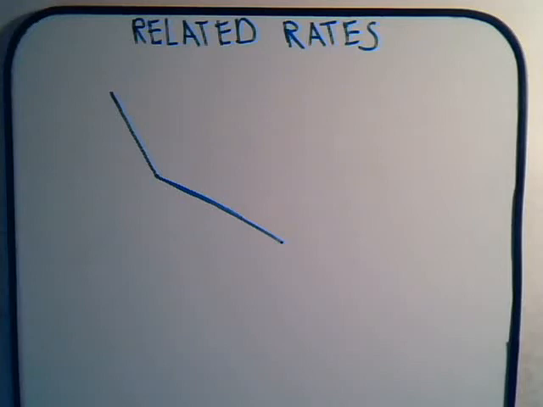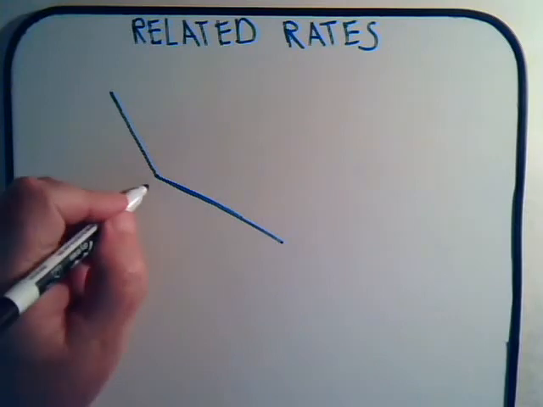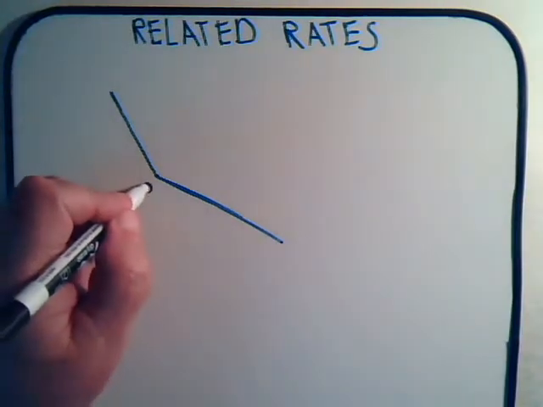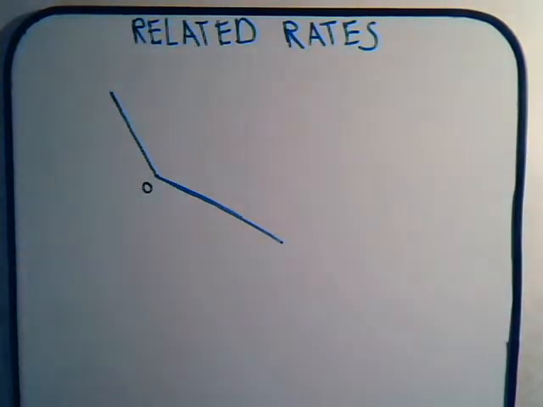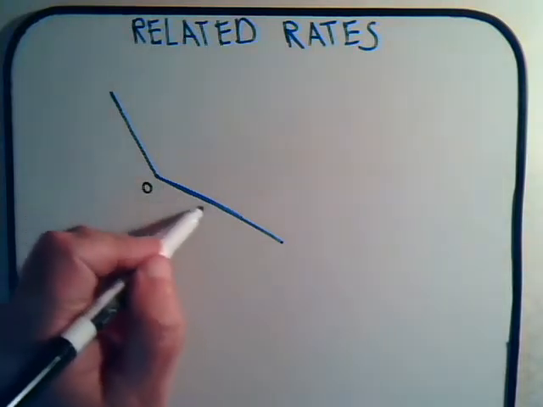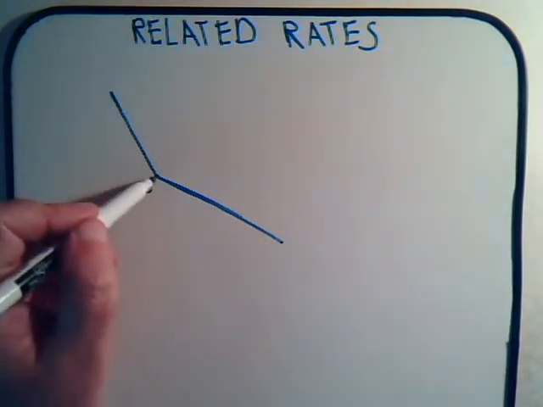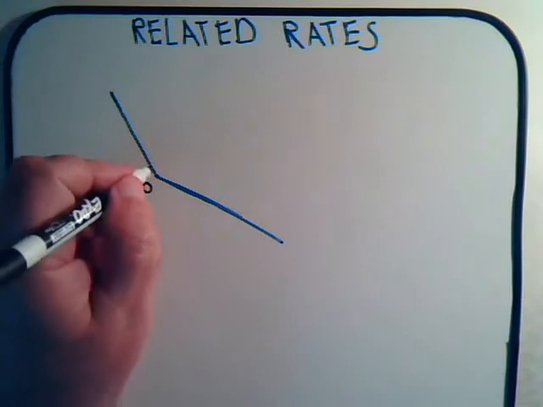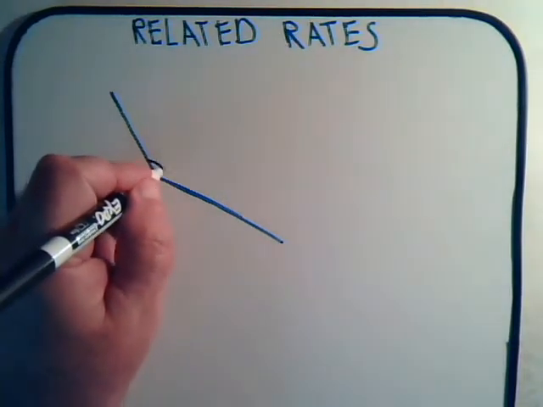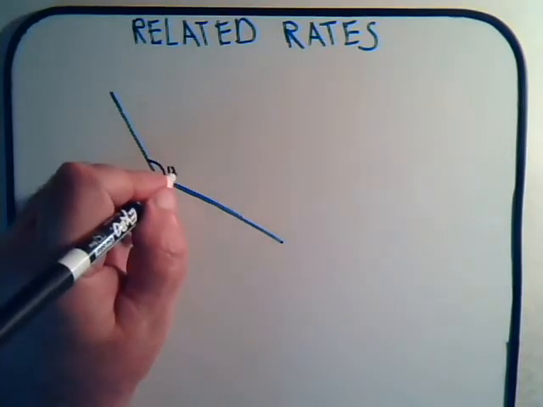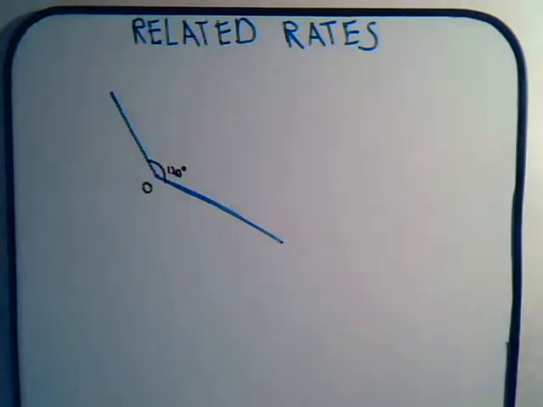Okay, let's consider this type of related rates problem. There is, say, a common reference point O between two ships, and they're both moving away from this reference point, and they're doing it in such a way that the angle between their lines of travel is 120 degrees.